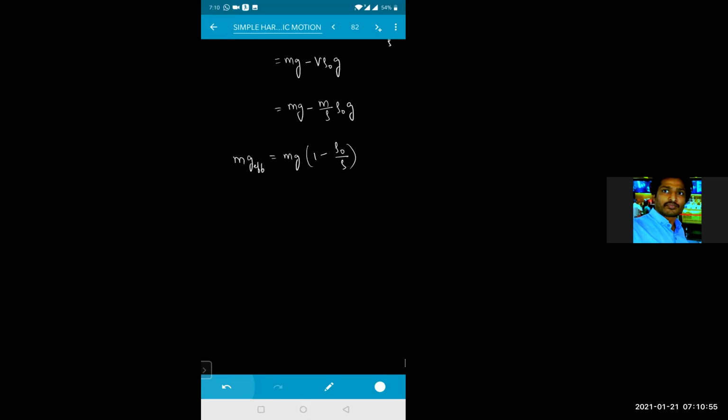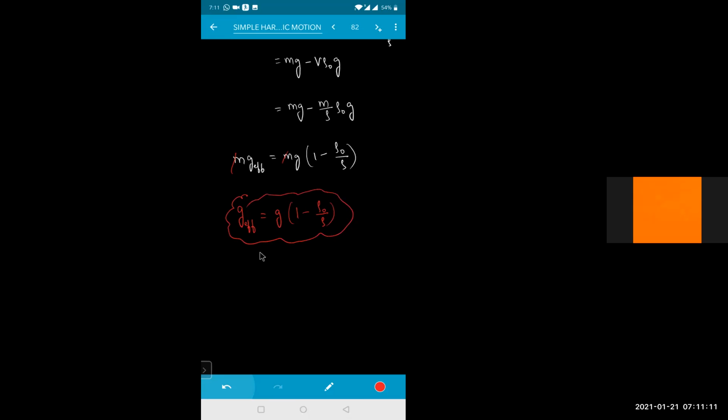If I see it very carefully, this m and this m are getting cancelled. So g effective is coming out as g into 1 minus density of fluid by density of your body. So this is your g effective in terms of density.